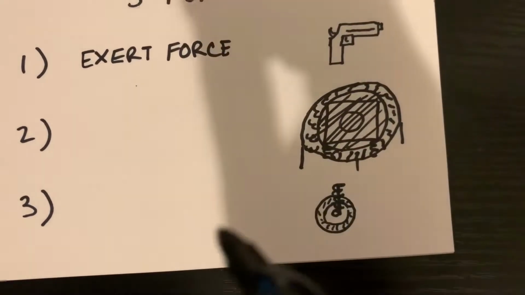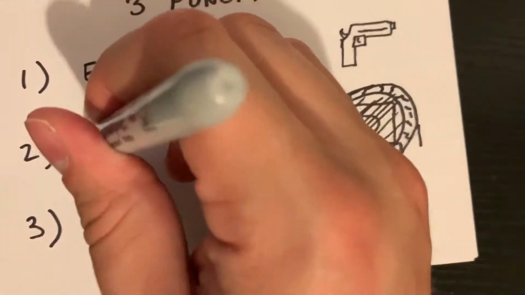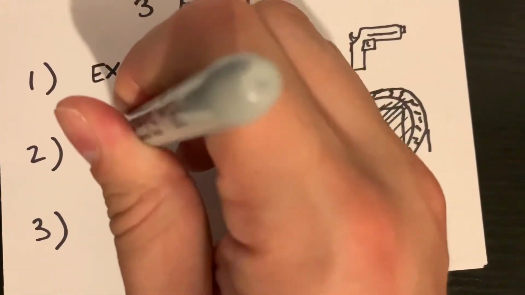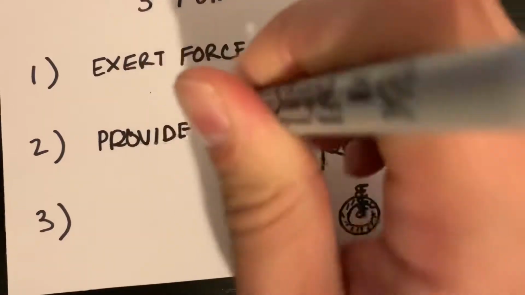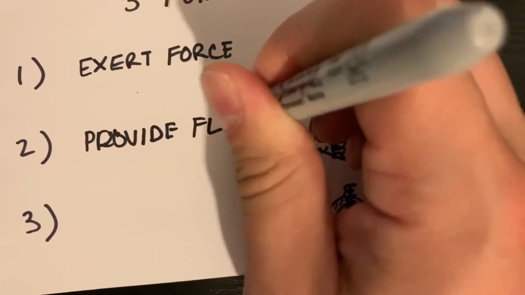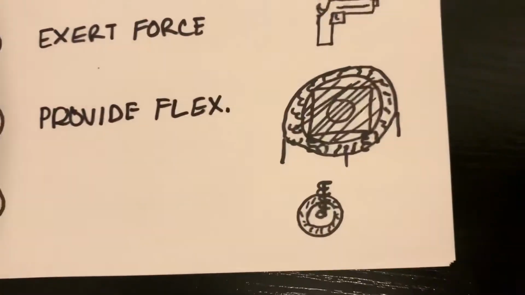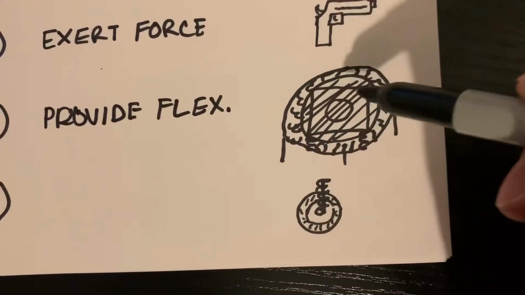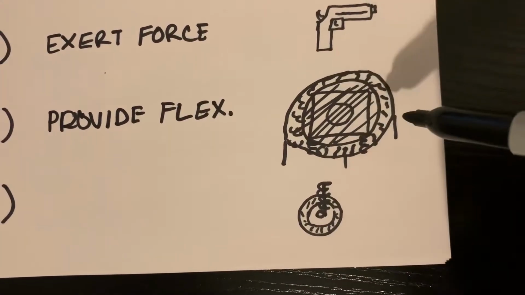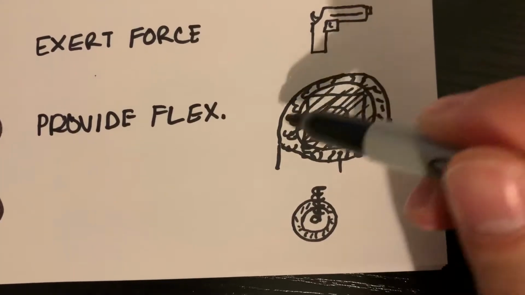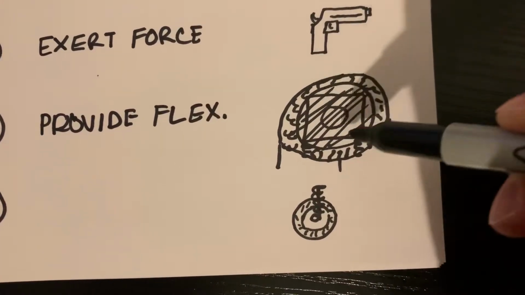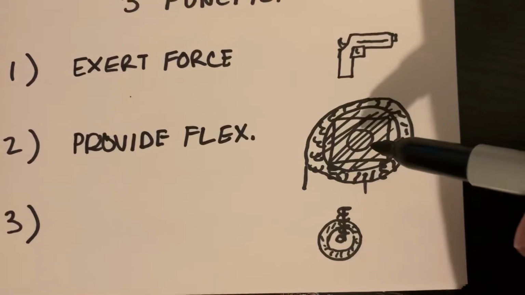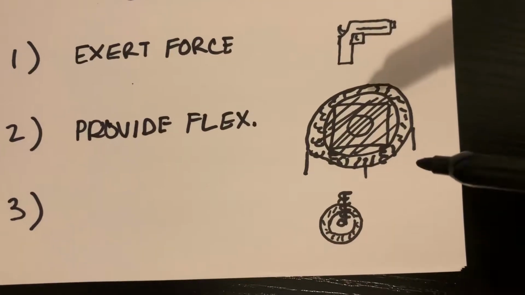The next function is to provide flexibility. Now, a good example of that is a trampoline. It's got the main trampoline part, and it's attached to many springs around, and it makes it a flexible base to land on and bounce off of.